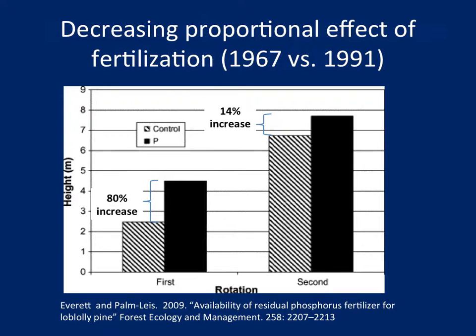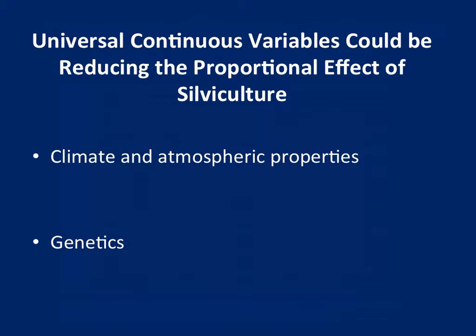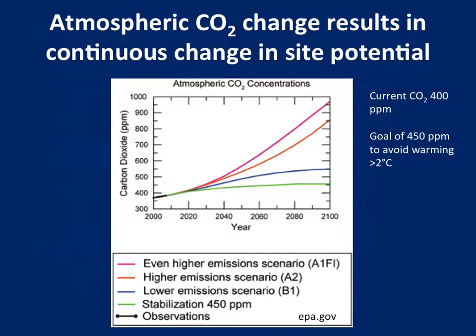And kind of remaking the same point that I made earlier, in the first rotation, fertilization with phosphorus increased their productivity by 80%, but in the second rotation, fertilization with phosphorus is increasing about 14%. So, what's the background change that's occurring? I'm going to talk about a couple of possibilities. I've hit on genetics a little bit, but climate and atmospheric properties we'll start out with. And the big one, of course, related to the atmospheric properties is carbon dioxide.